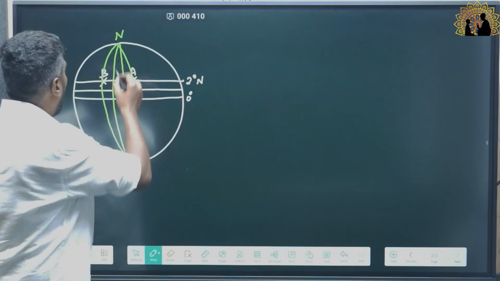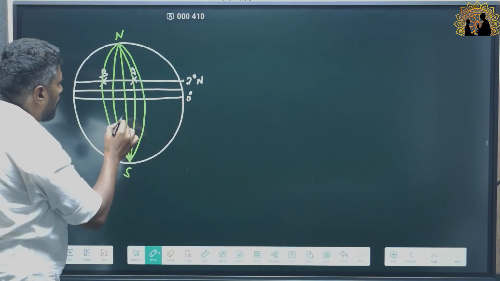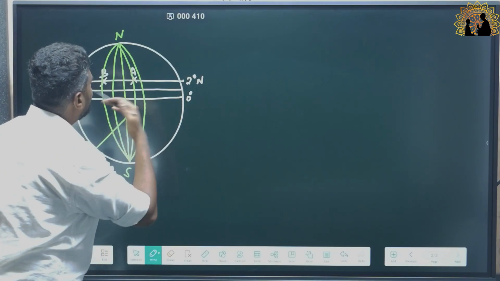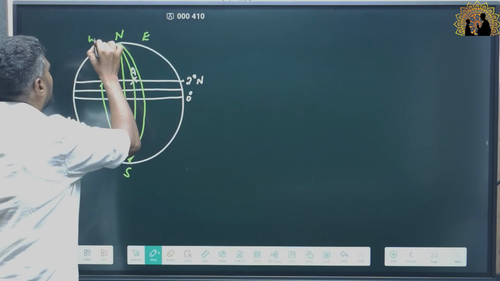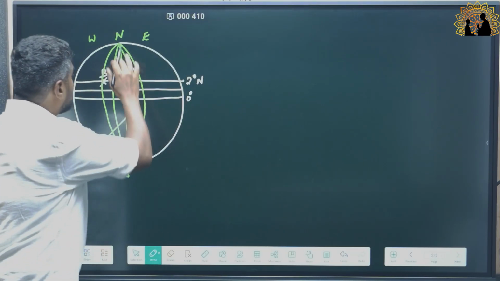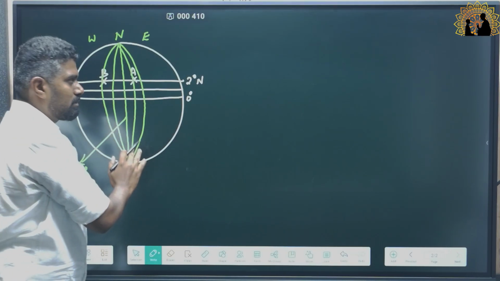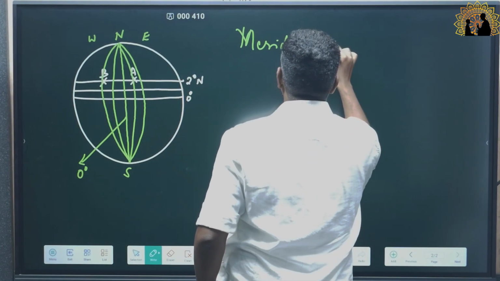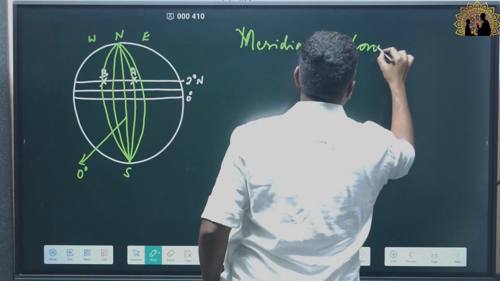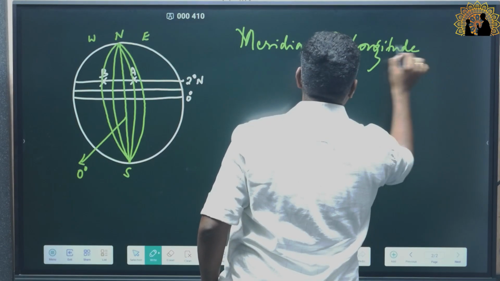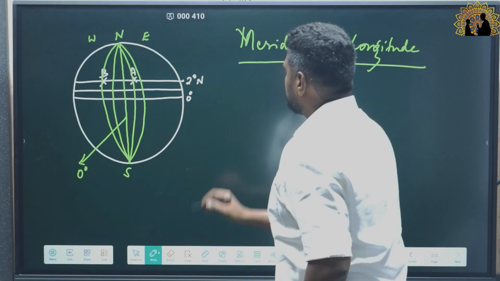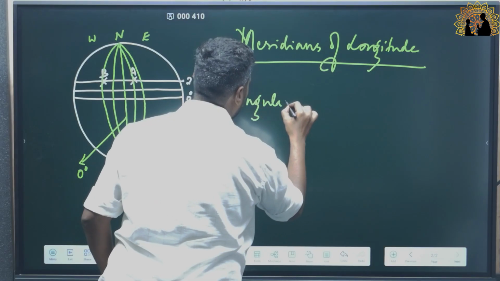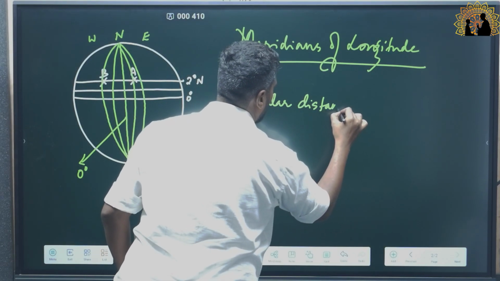Alright, so like this, how many lines can we draw? If I tell this as your 0 degree, that is your Greenwich Meridian, how many lines can we draw on the eastern side, how many lines can I draw on the western side? But the point is, the lines which we draw like this, running from north to south, we call these meridians of longitude. Alright, so now, as I told you, this is also the angular distance.